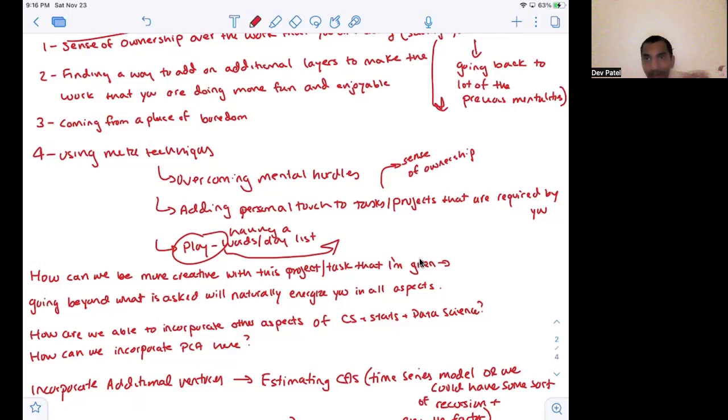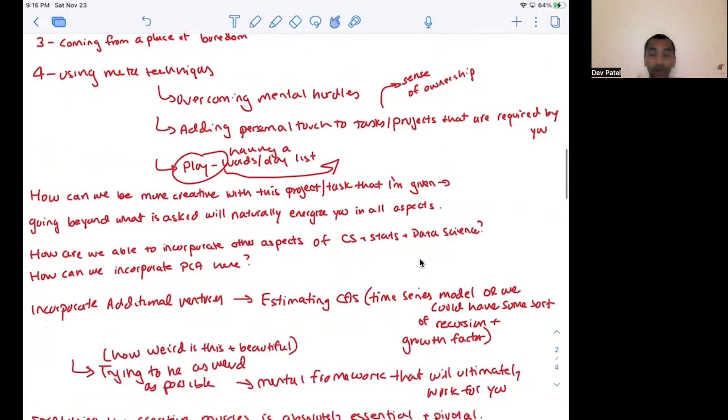Stats, data science, anything you've learned, how can you make it more creative? How can you add something new to it, a natural part of what you want to this entire project or task, and that will make it more energizing. And how are we able to incorporate other parts of CS, stats, data science, depending on the field that you're in? How can we incorporate even PCA, even if it's a long stretch connection? Just incorporating that will help you stretch and build more creative energy in your mind.